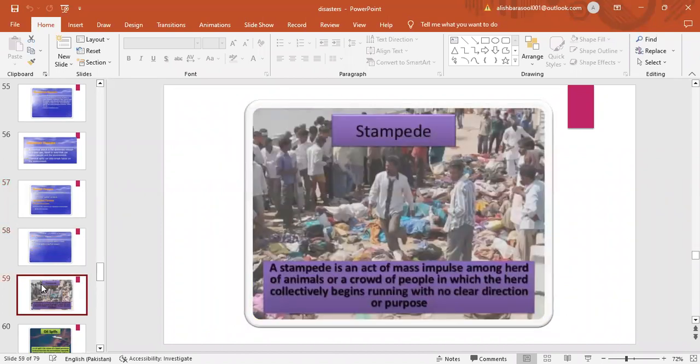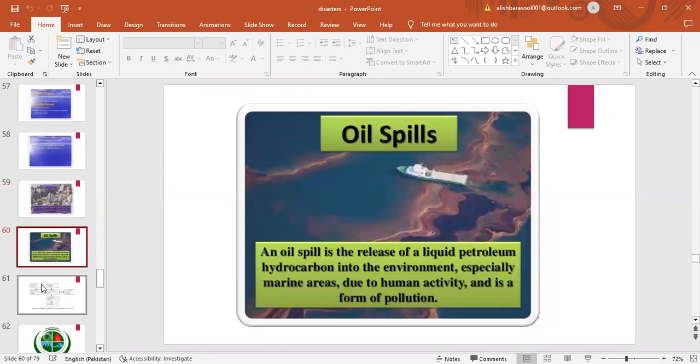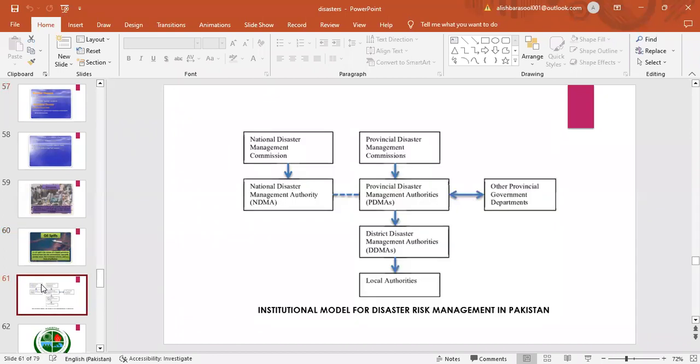A stampede is an act of mass impulse among a herd of animals or a crowd of people in which the herd collectively begins running with no clear direction. An oil spill is the release of a liquid petroleum hydrocarbon into the environment, especially marine areas, due to human activity, and is a form of pollution.